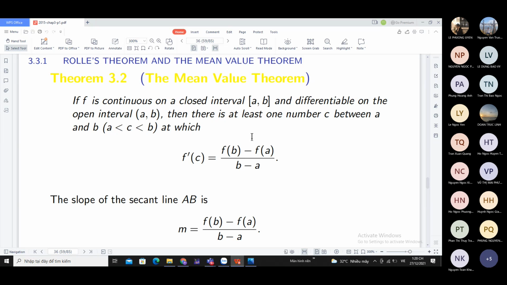So that f prime of c equals (f(b) minus f(a)) over (b minus a). f prime of c gives us the slope of the tangent line to the graph of f at the point (c, f(c)). And the quotient on the right hand side, (f(b) minus f(a)) over (b minus a), gives us the slope of the secant line AB, I mean the straight line that goes through A and B. And two straight lines have the same slope. It means that they are parallel.